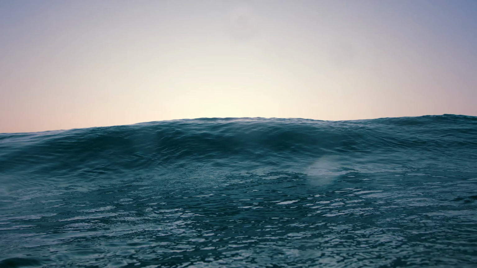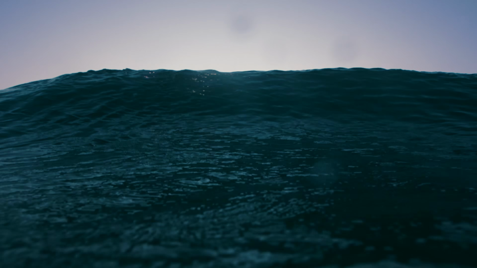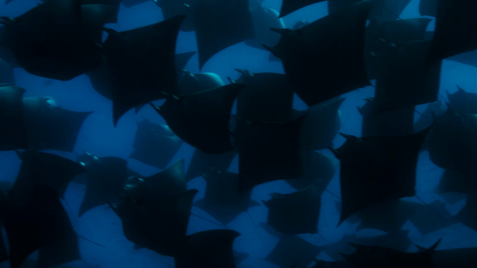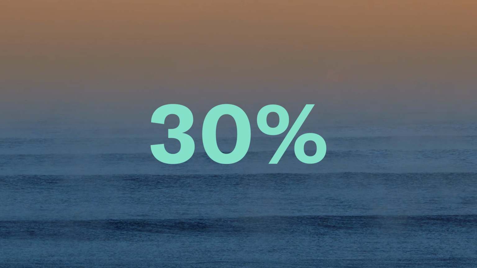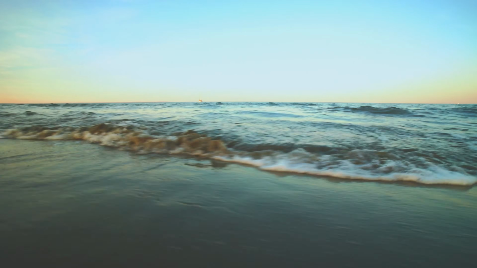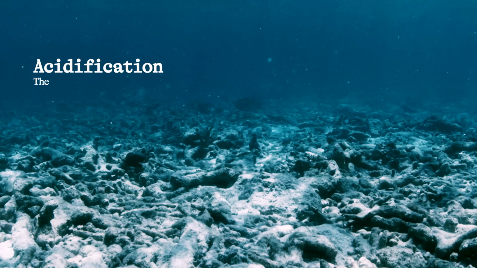The world's oceans cover 70% of the Earth's surface, the largest natural system around us. Oceans are also the largest removal mechanism for carbon dioxide from the atmosphere. The oceans absorb about 30% of all of the carbon dioxide that we emit into the atmosphere. But the absorption of carbon dioxide is very problematic because it causes ocean acidification.